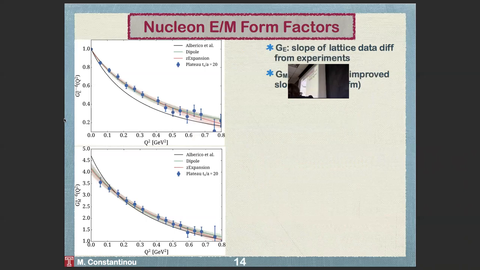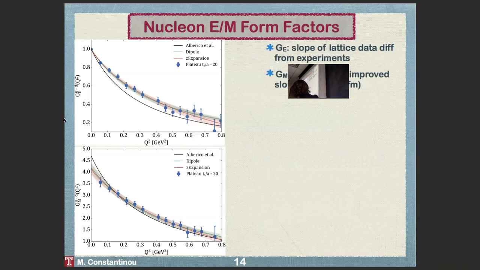Which one is the lattice? Which is the red one? Yeah, the data points are the lattice data. The experimental fit is the black point. The other two, the bands, are fits on the blue points. So the red and green are fits on the blue points.